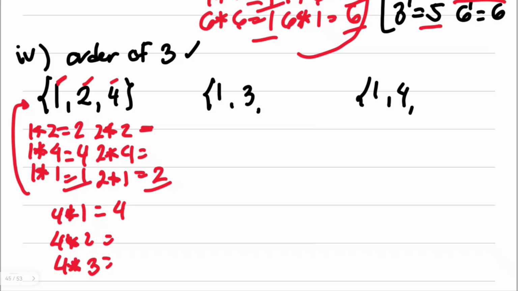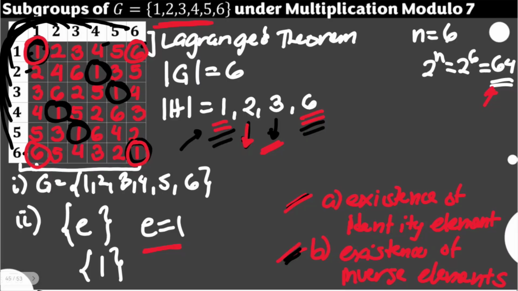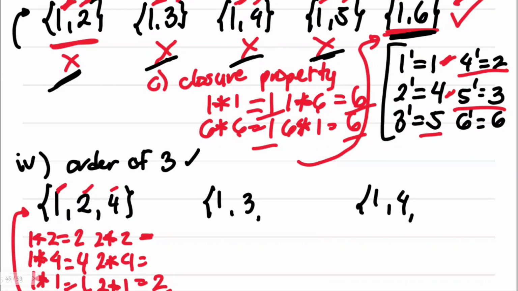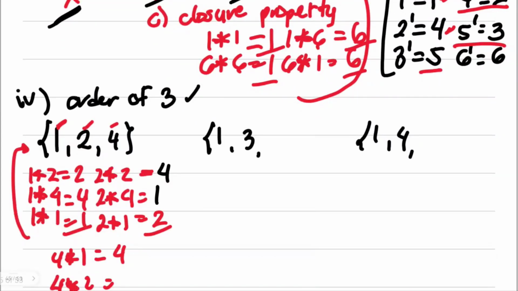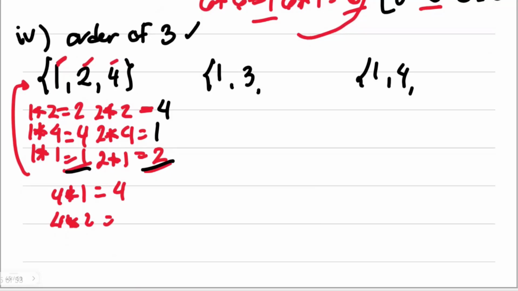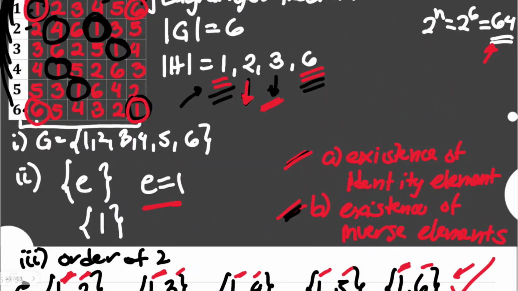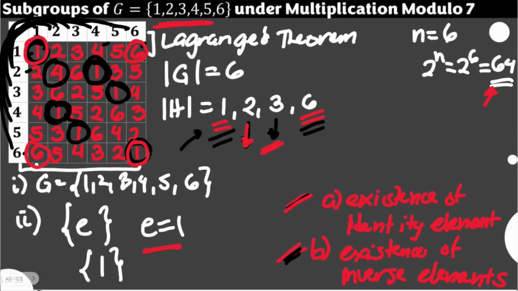Now let's have 2 star 2. 2 star 2 is actually 4. So it is 4. How about 2 star 4? 2 star 4 is 1. So all of these also satisfy it. How about 4 star 2? 4 star 2 is actually 1.